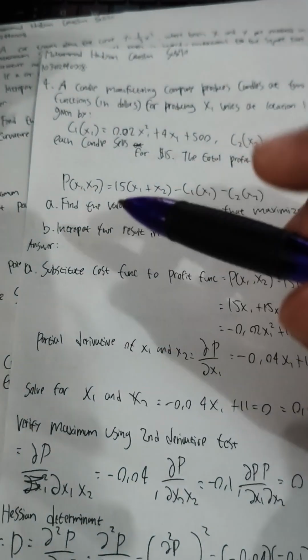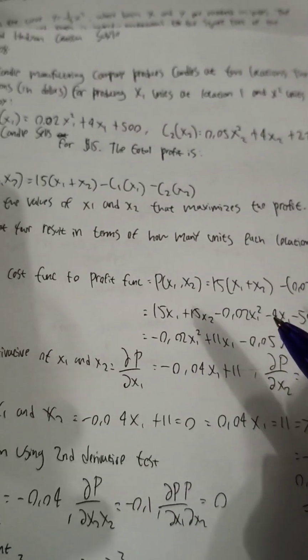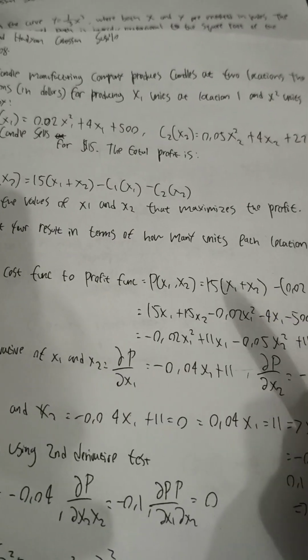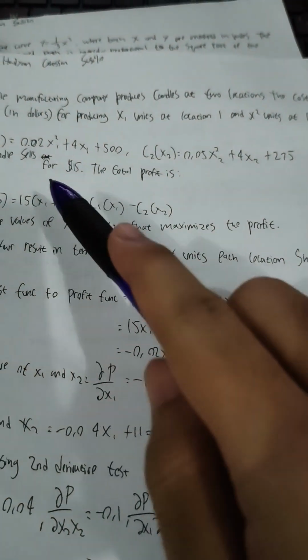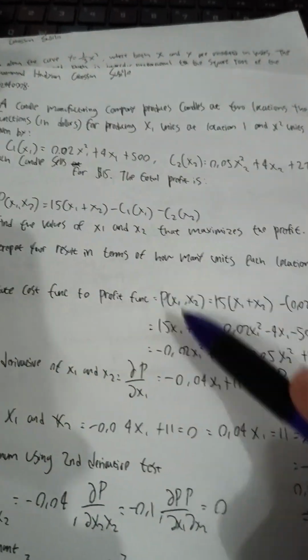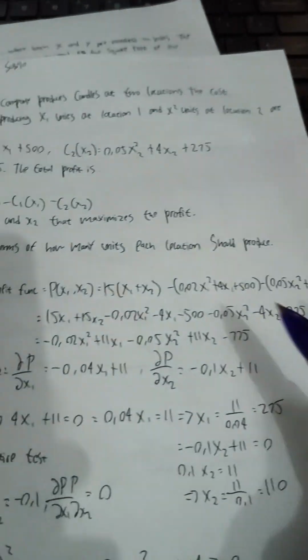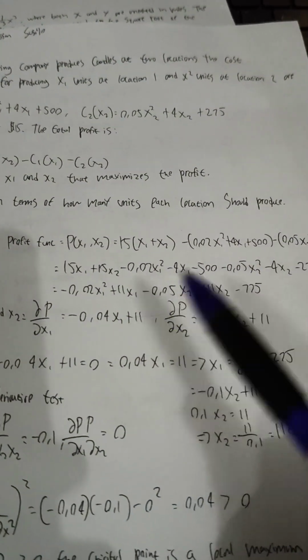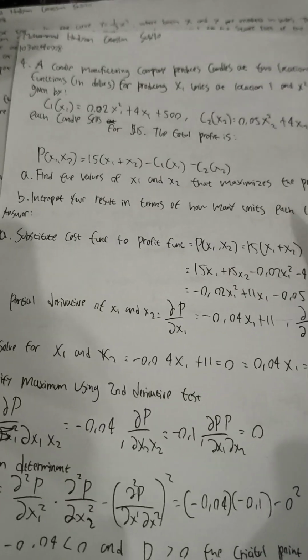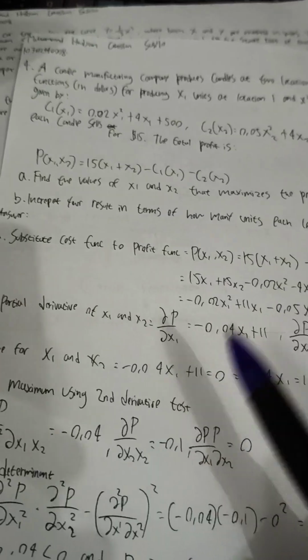First, we need to substitute the cost functions into the profit function. So pretty much just insert the cost functions into the profit function. We compute, and then we have to find the partial derivatives with respect to x1 and x2.